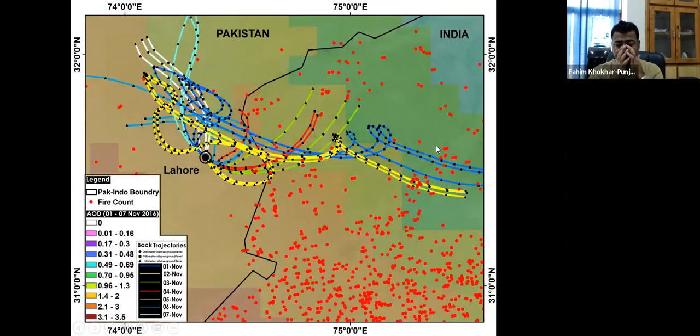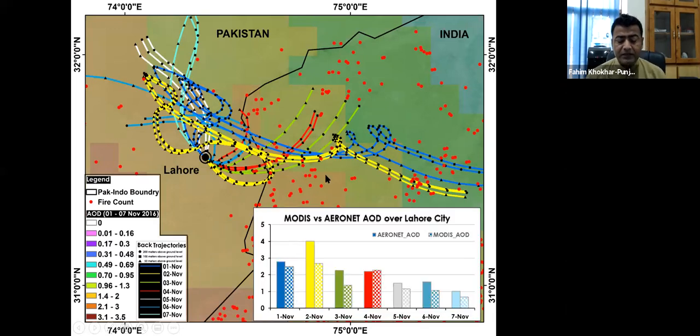And a very interesting summary of this. So you see, these are the fire incidences. In the background, you see the aerosol loading by the satellite. And the different colors mean trajectories that are run for different days, like 1st of November is the blue color, 2nd of November is the yellow color, and so on. Very interestingly, I compared the aerosol load at the city of Lahore from satellites in the bars with the pattern, and also from the ground measurements in the solid bars.